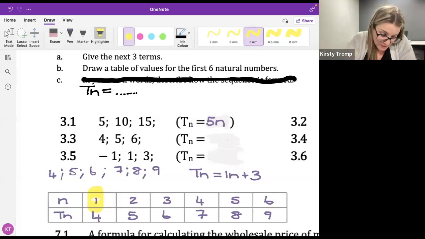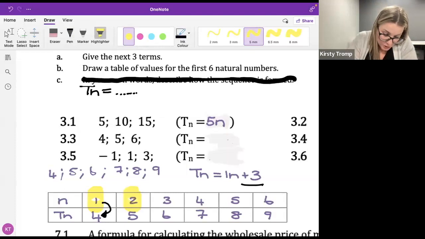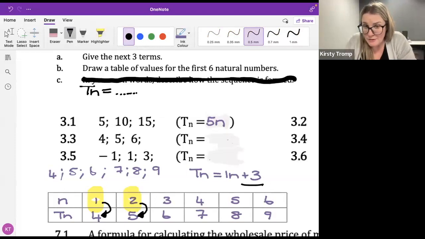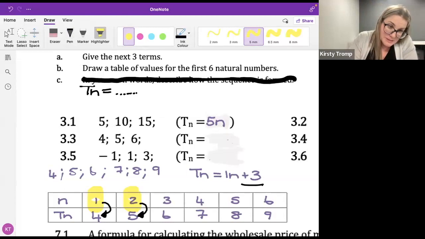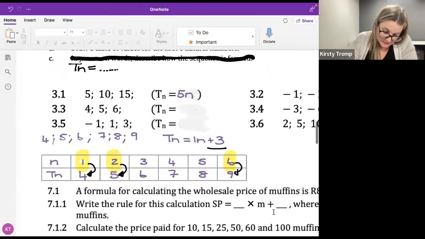How do I get from the number 1 to the number 4? What must I add to get to 4? I must add 3. So then I go and check, okay? 2 times 1, what's 2 times 1? 2 times 1 gives me 2, and 2 plus what will give me 5? 2 plus 3 gives me 5. Okay, if I go all the way to the number 6, 6 times 1 gives me 6, and 6 plus 3, what will it give me? It'll give me the number 9.